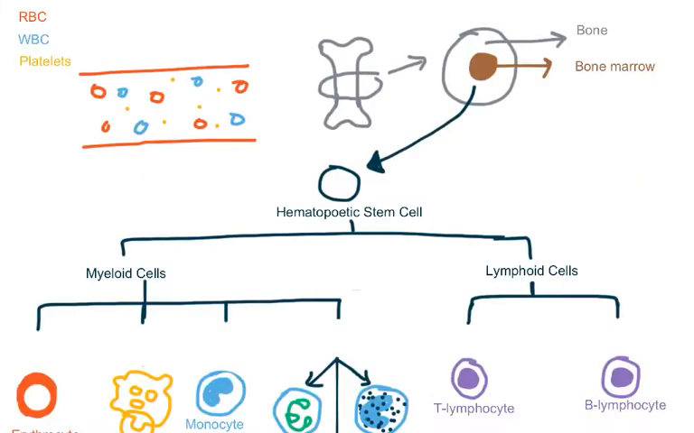Hemato means blood and poiesis means to form. It is a Greek word which means to make blood. So I am going to start by drawing a blood vessel. In the blood we have red blood cells, white blood cells and platelets that are actually just fragments of cells.